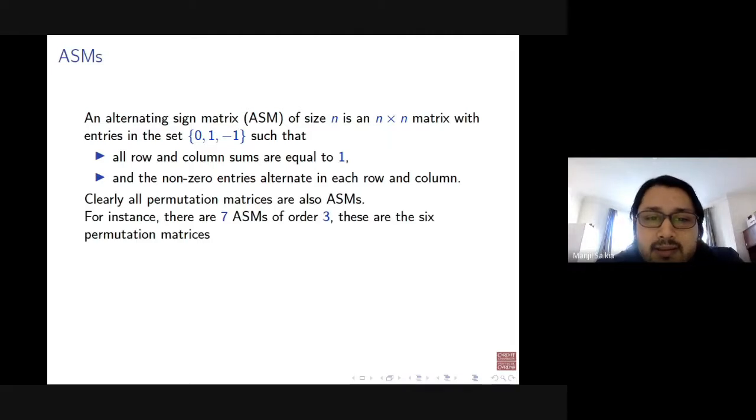So for instance, there are 7 alternating sign matrices of order 3. These are the 6 permutation matrices, and the 7th matrix is something like this. So this has a -1 in the middle. And if you look at the sum of each row and each column, you will see that it sums up to 1. And if you look at this row, you see that the non-zero entries alternate in sign. So after a 1, there will be a -1, and then 1, and so on. There can be zeros in between, but the sign has to alternate.